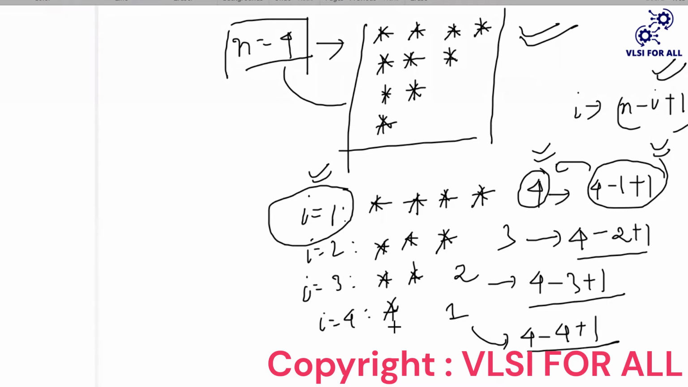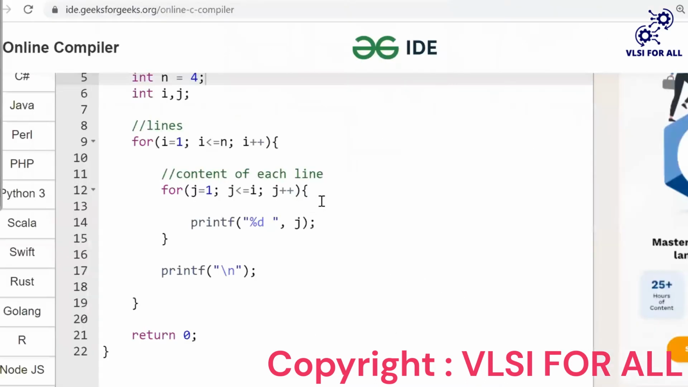Correct? Let's try this. Can you try coding it, all of you? Okay, let me do it for you. Fine. So there will be n lines again, right? And now j will be running from where to where?